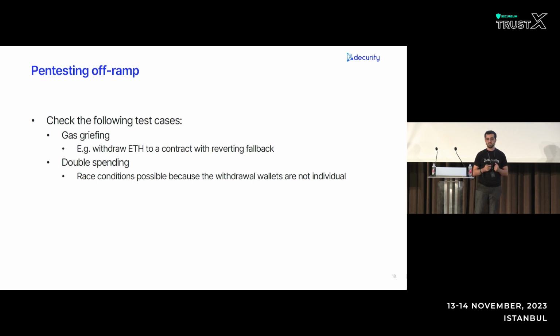Double spending is also possible because usually they withdraw the amount from some hot wallet that contains funds of different users, not just you. So this wallet has more money than you have in your account. So potentially, if there is a race condition in their centralized part, double spending could be possible.